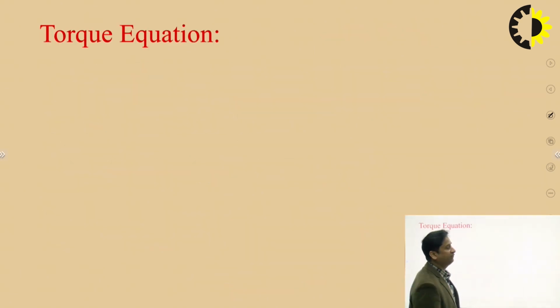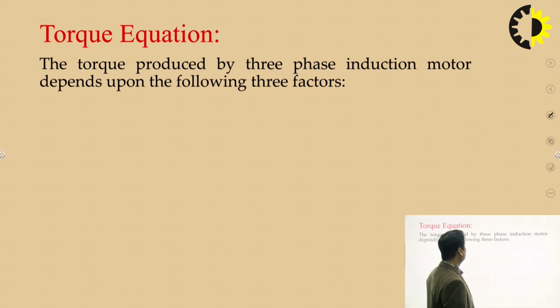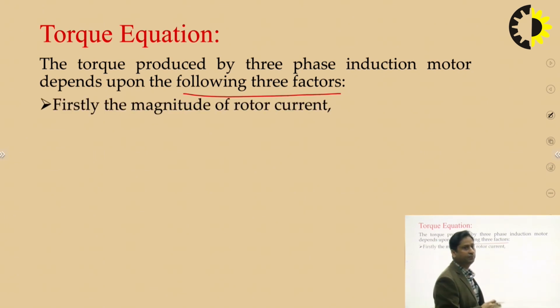Now next is important that we cover in our topic, the torque equation. So whenever the rotor rotates, the torque will act on the conductors. So let us find out the torque equation. So first of all, the torque produced by a three-phase induction motor depends upon three main factors.